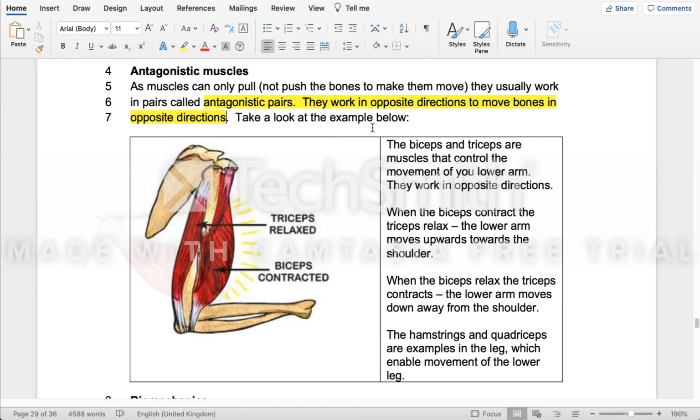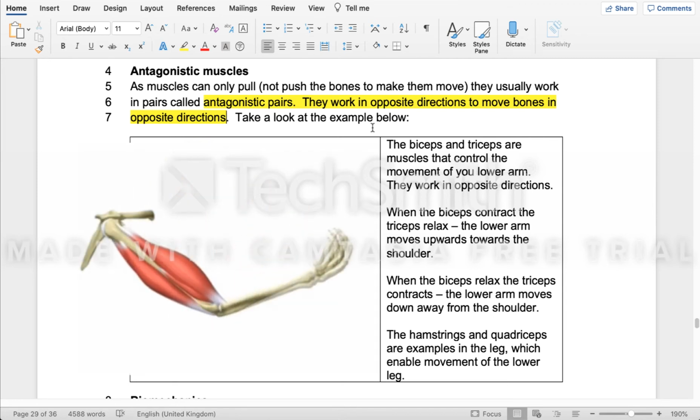The biceps and triceps are two muscles in your upper arm. So your biceps, if you have your hand out and you have your arm stretched out, the bicep is the one that's facing the sky. And your triceps are kind of below that. The biceps and triceps are muscles that control the movement of your lower arm, and they work in opposite directions. When the bicep contracts, the triceps relax.